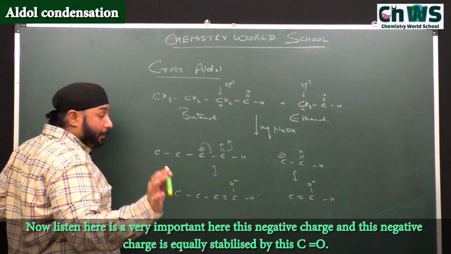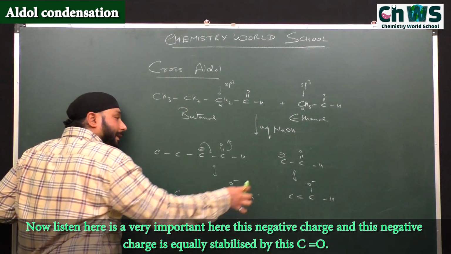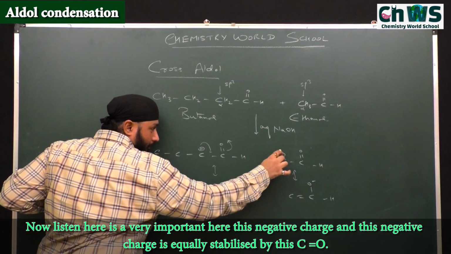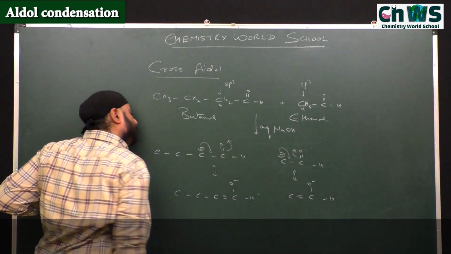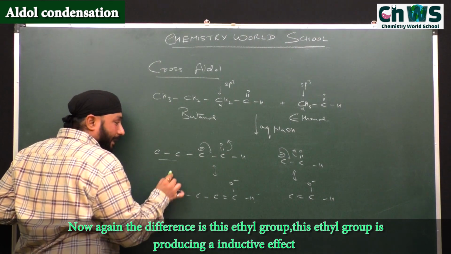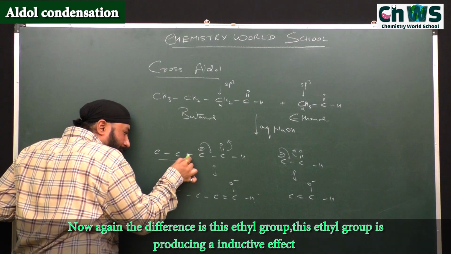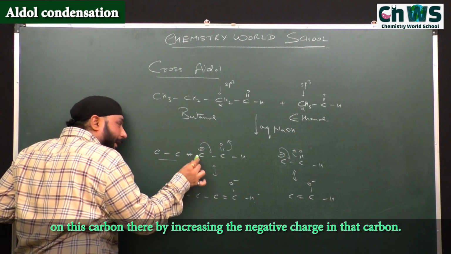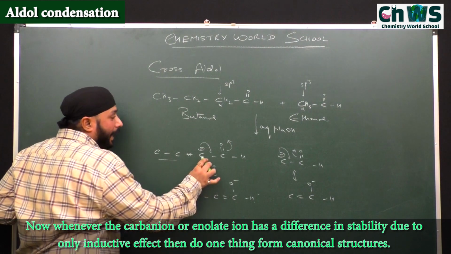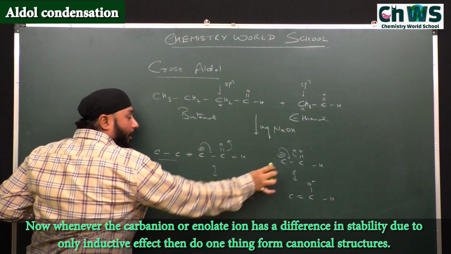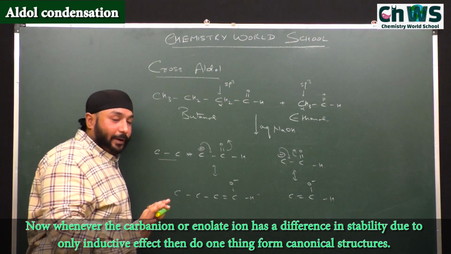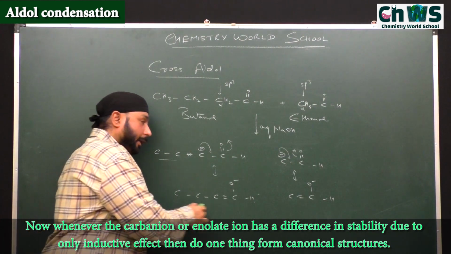Now listen, it's a very important thing over here. This negative charge is equally stabilized by this C=O. Just check it out, resonance is there. Now again, the different thing is this ethyl group. This ethyl group is producing an inductive effect on this carbon, thereby increasing the negative charge on that carbon. Now whenever the carbanion or enolate ion has a difference in stability due to only inductive effect, then do one thing, form canonical structures.